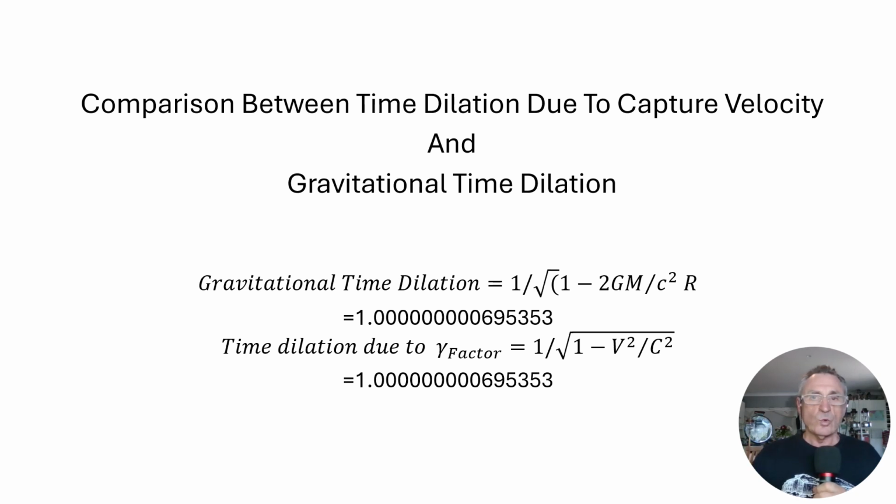The Einstein field equation for space-time curvature is not ignored here. Embedded in the Schwarzschild solution is the formula for gravitational time dilation. Here we can show that gravitational time dilation is exactly equal to time dilation due to the gamma factor derived using the capture velocity at Earth's surface. The evidence is overwhelming that gravity is caused by the flow of space and time into a massive object. Gravitational time dilation is effectively caused by the exact same thing as relativistic time dilation, velocity through space and time.